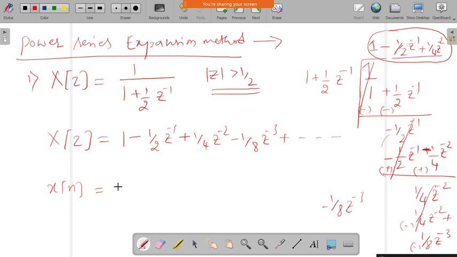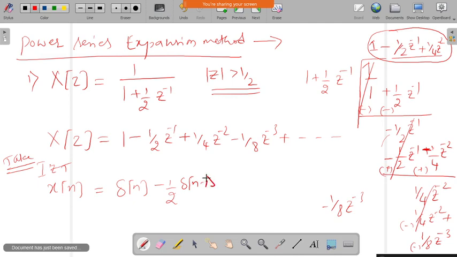So now taking the inverse z transform, for 1 it will be delta of n. Okay, similarly for this one, minus half into z power minus 1 is nothing but del of n minus 1. Okay, and similarly here 1 by 4 into del of n minus 2, minus 1 by 8 into del of n minus 3, so it will go on like this.